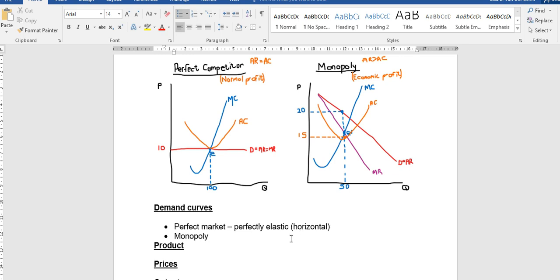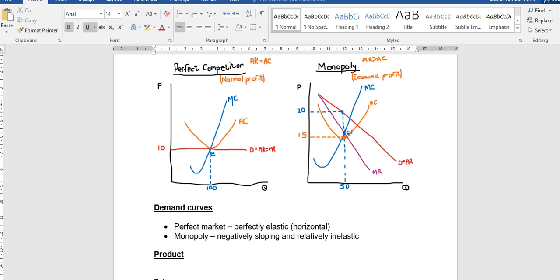For the monopoly, obviously it is negatively sloping. It has a negative slope because it is the market demand curve, and the market demand curve always has a negative slope. And it is relatively inelastic. Inelastic because it's relatively steep. It's not the slope of it, it is relatively steep. Okay, that is your demand curve.